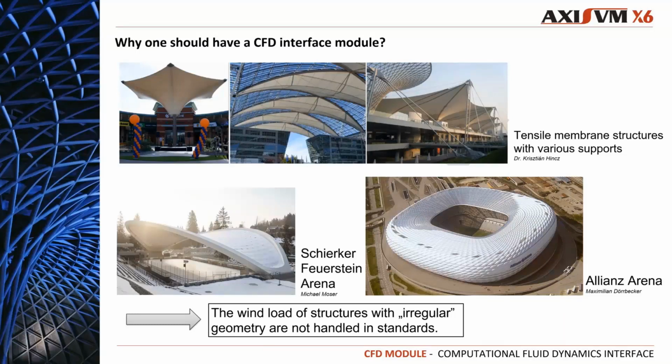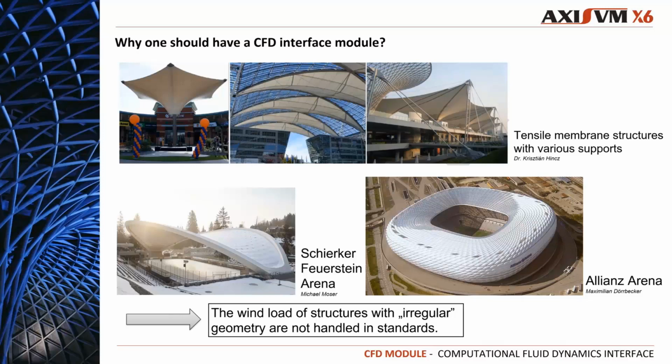I presented here different types of structures, which share the same property in the sense that they do not have typical geometry. They do not have regular geometry, in the sense that in standards, usually you can find pressure coefficients for these types of structures. So if someone would like to calculate the wind load on these types of buildings, it is really hard to define them.